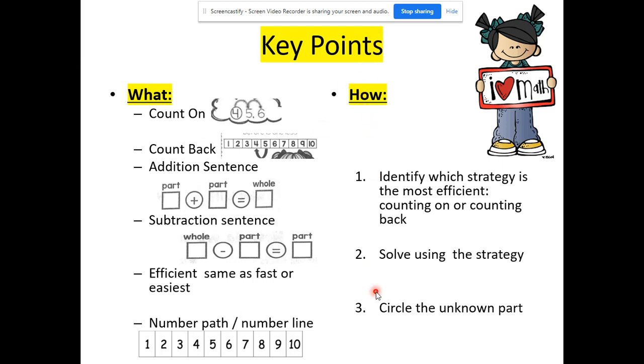How are we going to solve today's problems? How are we going to be successful? Well, first, we're going to identify which strategy is the most efficient, which is counting on or counting back. Then we're going to solve using the strategy chosen. And last, we're going to circle the unknown part.